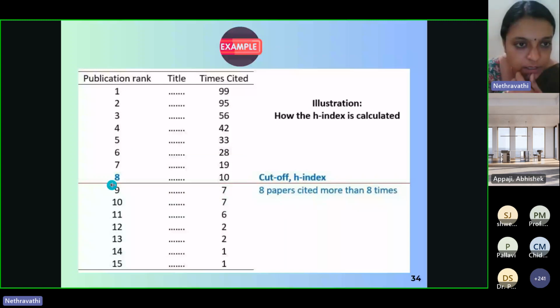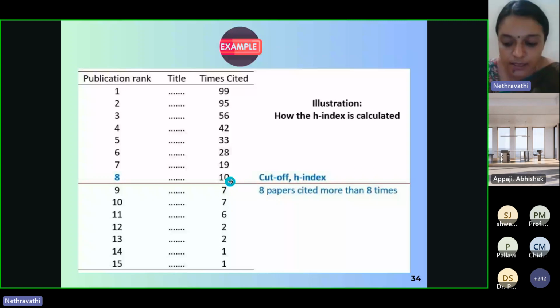And here, if you see, the first paper has received 99 citations, the second has received 95 citations, and going ahead, the seventh paper has received 19 citations, the eighth paper has received 10 citations, and the ninth paper has received 7 citations. So that means 9 cannot be the H index, because the number of citations it has received is lesser, right? So the cutoff here is at 8. That means 8 papers have been cited at least 8 times. So the H index here becomes 8. Okay, so I hope you are following.